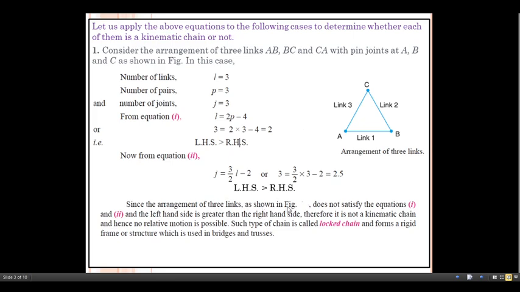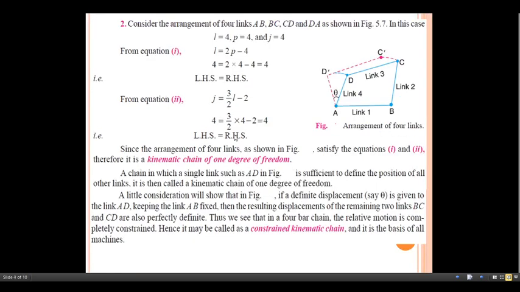Since the arrangement of the three links as shown in the figure does not satisfy equation number 1 as well as equation number 2, in both cases LHS is greater than the RHS. Therefore it is not a kinematic chain and hence no relative motion is possible. Such a type of chain is called a locked chain and forms a rigid frame or structure which is used in bridges and trusses. Next one, consider the arrangement of four links AB, BC, CD and AD, as shown in this figure.